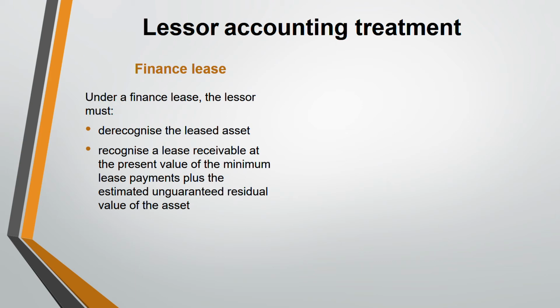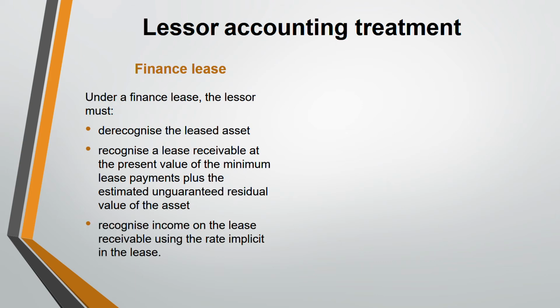It's like when you make sales on credit, your customer is your receivable, right? You are going to receive from your customer. This is the same way: you are going to receive from your lessee. That's why you have to recognize a lease receivable, at the present value of the minimum lease payments. That means the present value of whatever lease payments you are receiving from the lessee, plus any unguaranteed residual value of the asset. You can check in your textbook what this unguaranteed residual value of the asset is.